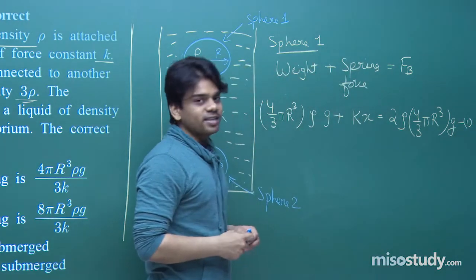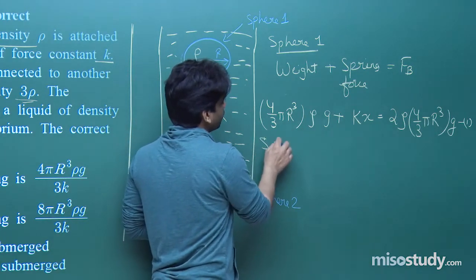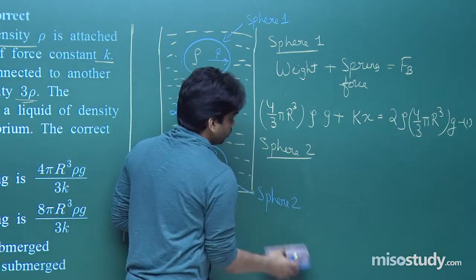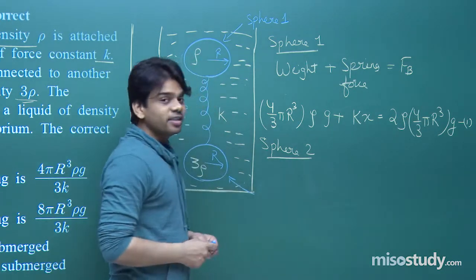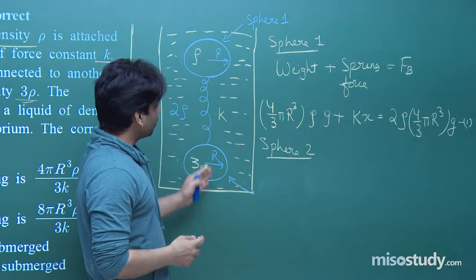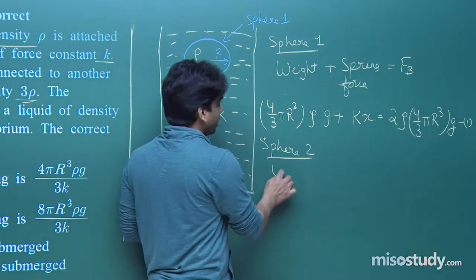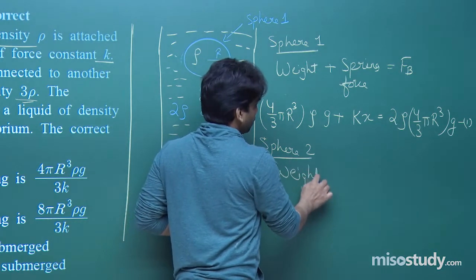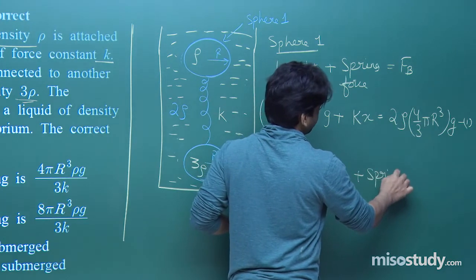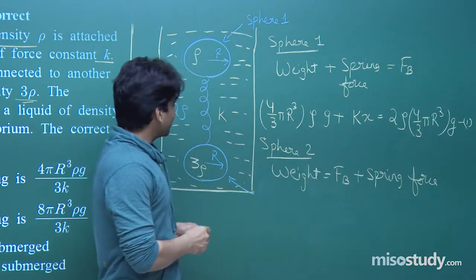Now for the second object, sphere 2, if we comment, you see here for sphere 2, again I am writing the net weight acting along the downward direction. It's in equilibrium. Net weight acting along the downward direction will be equal to the spring force and buoyant force, because the spring will be pulling it upward. So the net weight will be equal to buoyant force plus spring force. Weight is acting in the downward direction.